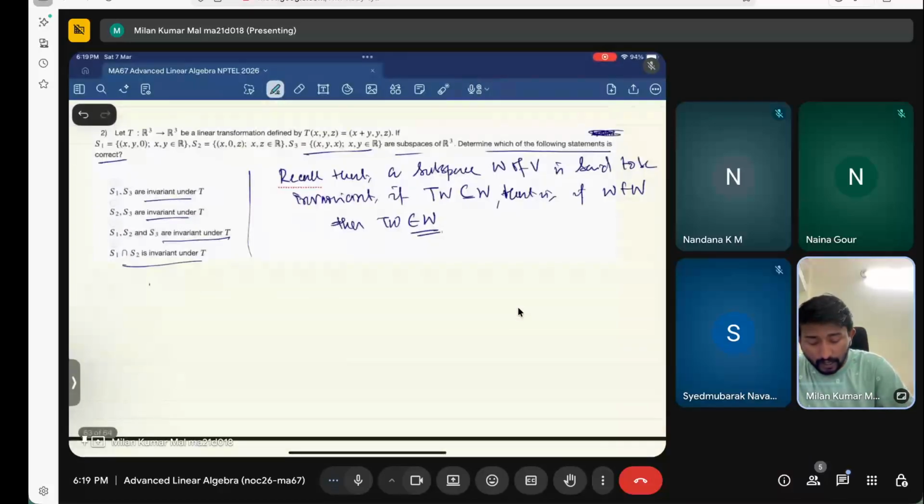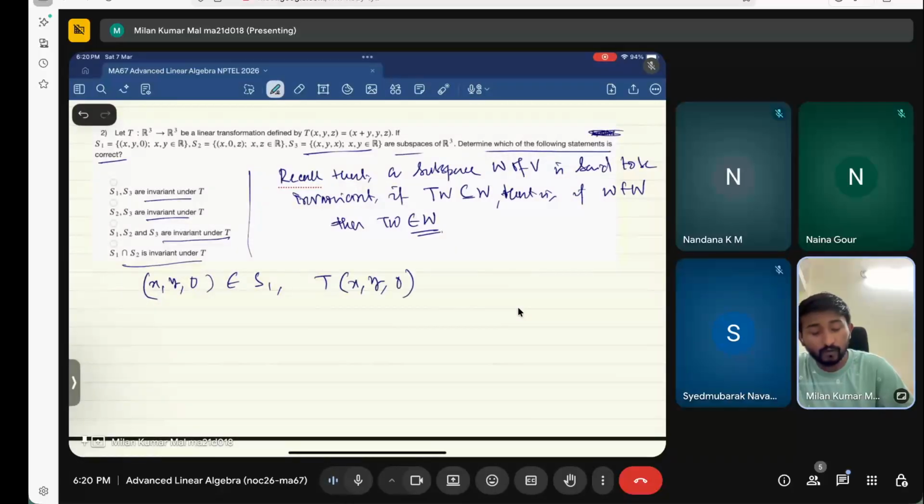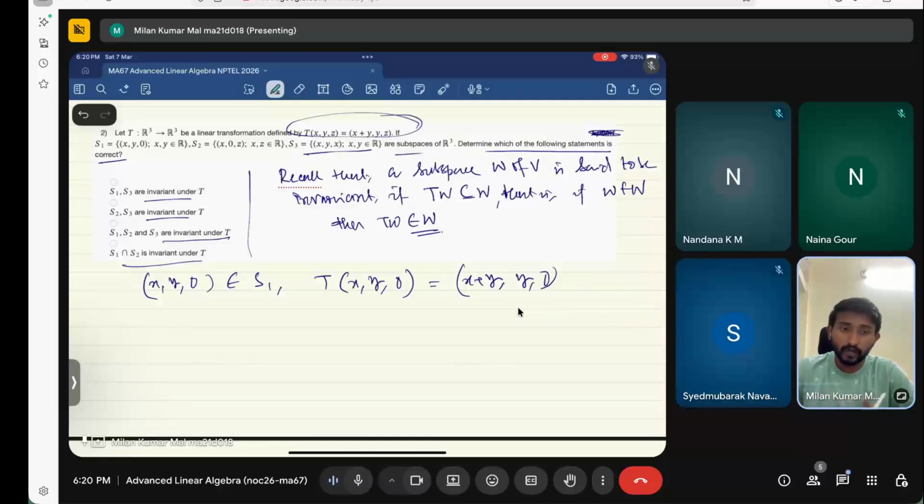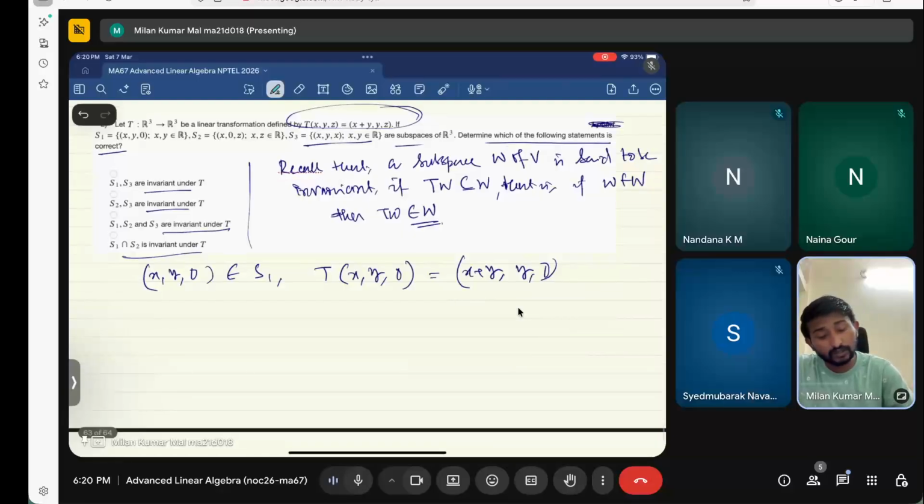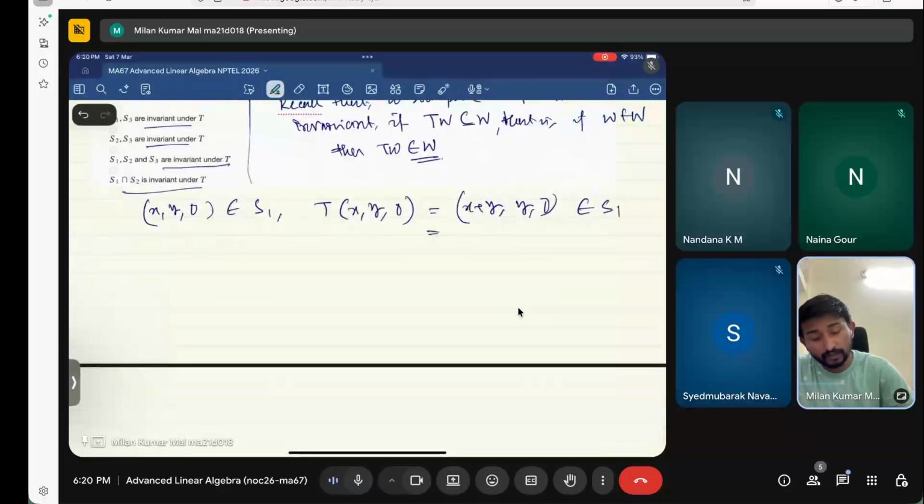As the arbitrary element in S1 looks like this, I have to check whether T(x, y, 0) also looks like this. This clearly will, because the action of T is that T should send (x, y, z) to (x + y, z). So this is again in S1. That means S1 is invariant.